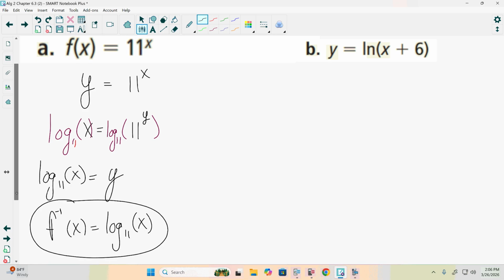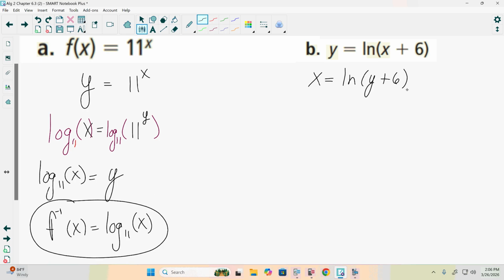Y equals the natural log of x plus 6. Don't have f of x, so we don't have to switch it to y. So we can go straight to step 2. We switch x and y. So this will tell me that x is equal to the natural log of y plus 6.